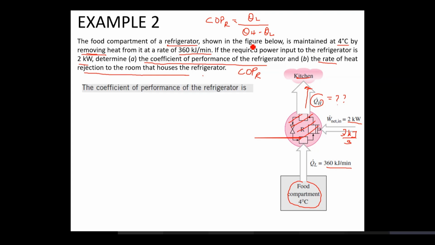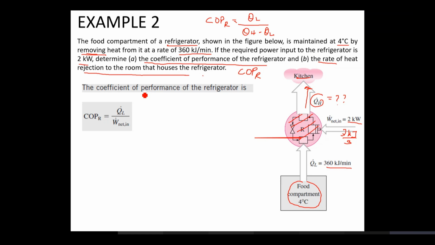So the coefficient of performance of the refrigerator, as I've defined, is essentially Q dot L over work dot net. And since both of them are expressed in terms of rate, you can have the ratio in the form of rates. Time would automatically cancel out.